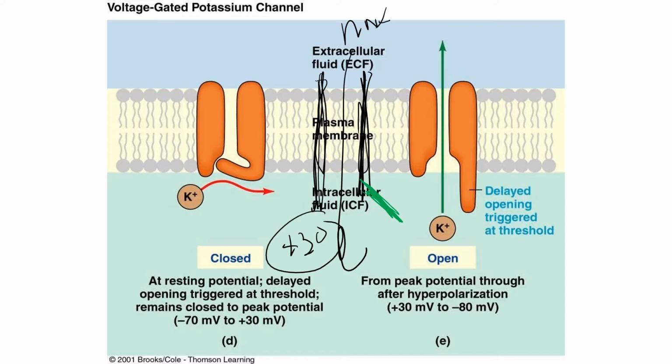At positive 30, two things happen. Two things. One, the inactivation gates on the voltage-gated sodium channels shut. That allows for no more sodium to come in. Biggest reason you get stuck at positive 30. The second thing that happens, though, is the voltage-gated potassium channels open.